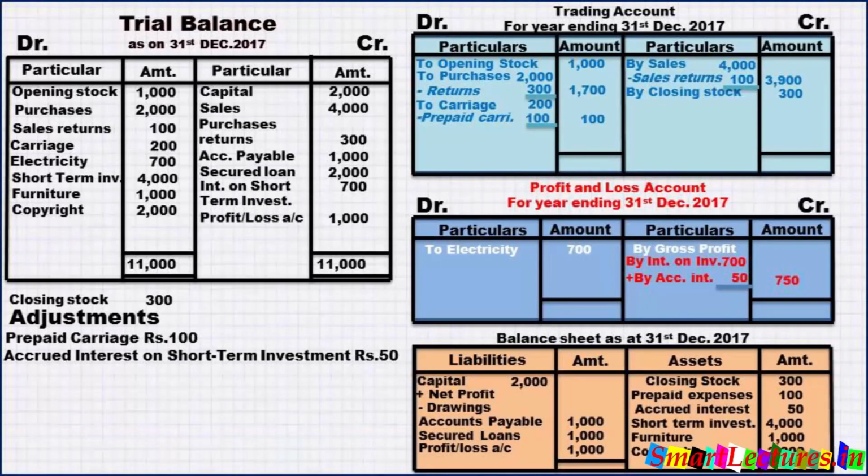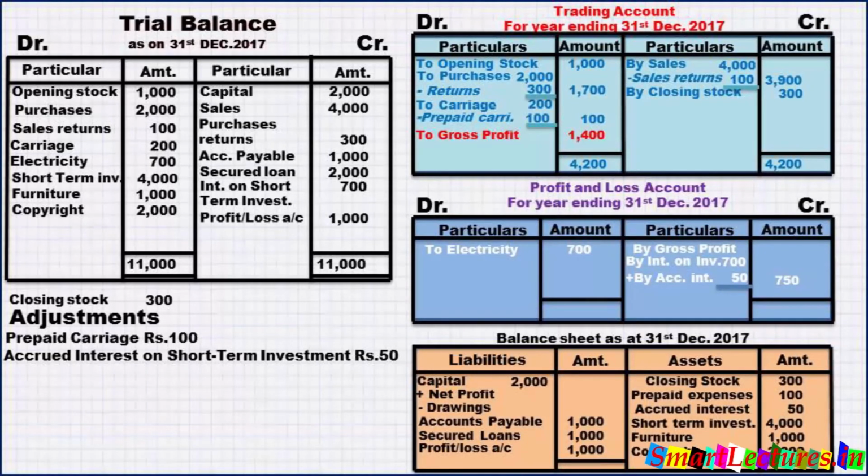So in this way the trading account credit side is 4200, and on the trading account the gross profit will be 1400. And on the profit and loss account credit side, by gross profit 1400, and then the net profit 1450, and this net profit will go to the balance sheet in the inner column in the capital. So capital 2000 plus net profit 1450 minus drawings 0, and in the outer column 3450, and the total on both sides will be 6450.